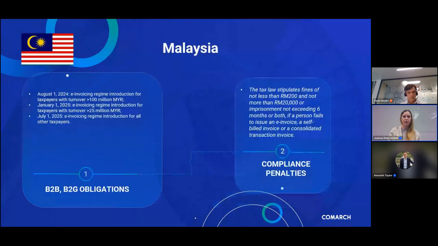The next one we have is Malaysia. They have also implemented invoicing mandates for the B2B sector quite recently.